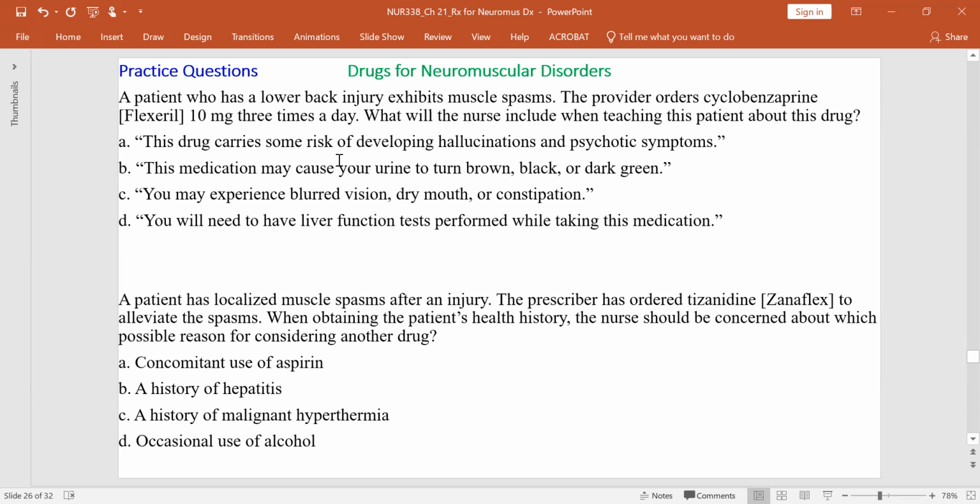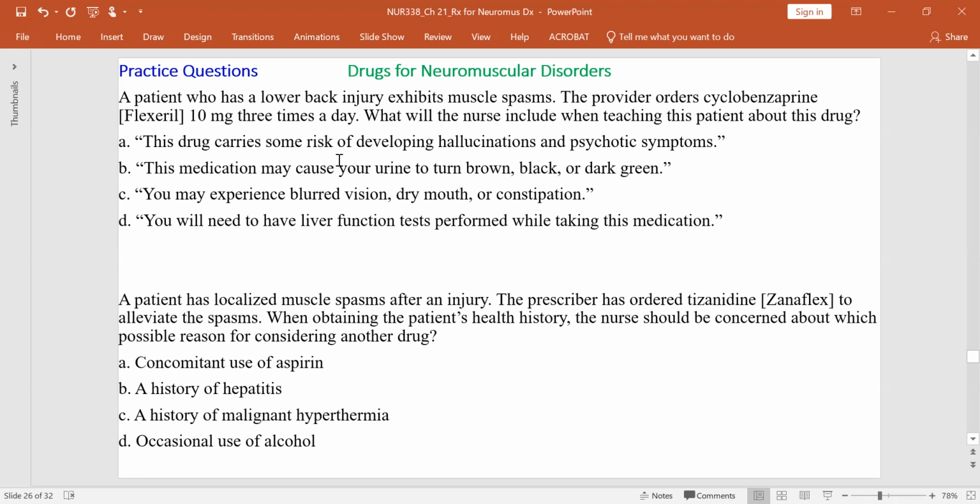Questions. The patient who has lower back injury exhibits muscle spasm. The provider orders cyclobenzaprine, Flexeril, 10 milligrams 3 times a day. What will the nurse include when teaching this patient about this drug? So the answer will be C. Cyclobenzaprine has a significant anticholinergic effect, and patients should be warned about the dry mouth.